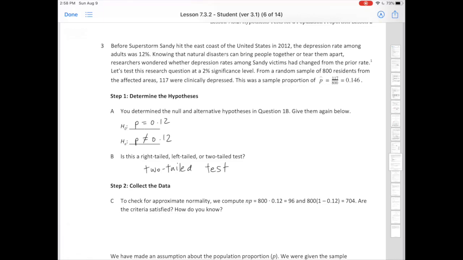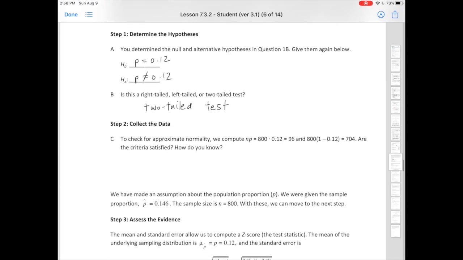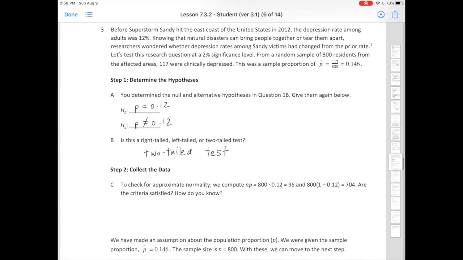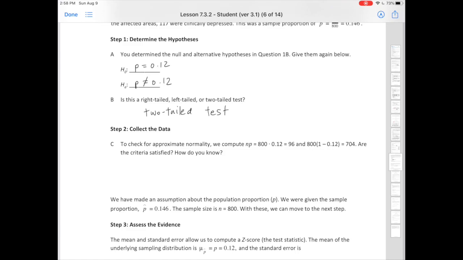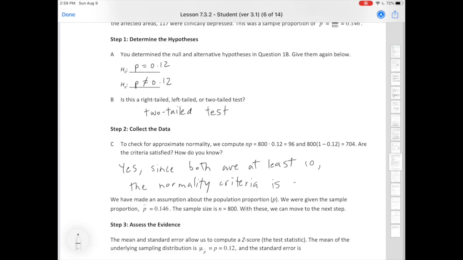Okay. So we need to check for normality, and they even did that for us. It says to check for approximate normality, we're going to multiply n times p. n is the sample size. It says right there it's 800 people. So 800 times 0.12 is 96. And 800 times 1 minus 0.12 is 704. Are the criteria satisfied? Yes, since both are at least 10. The normality criteria is satisfied.